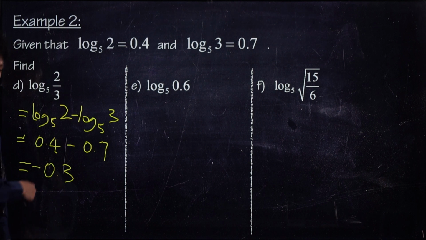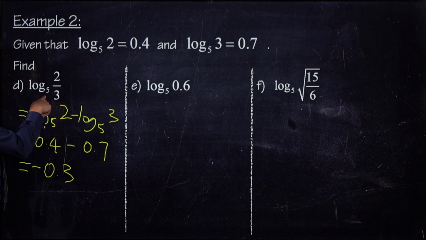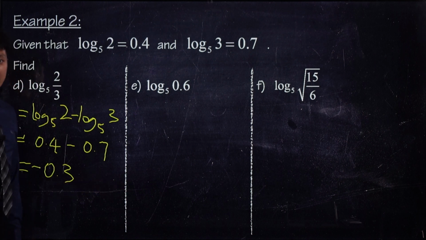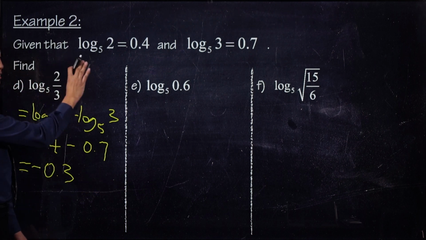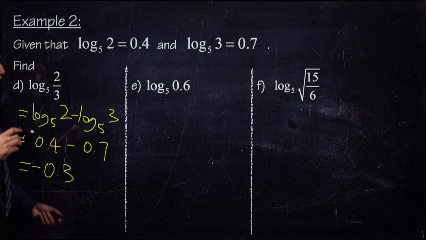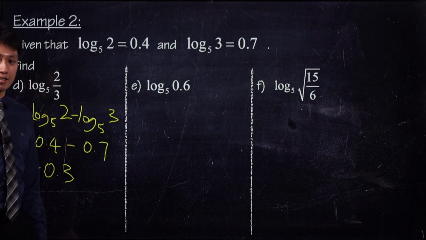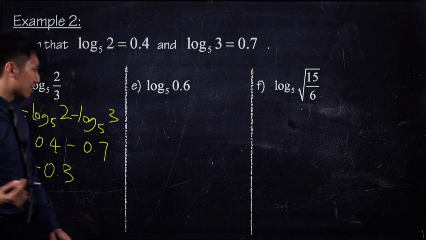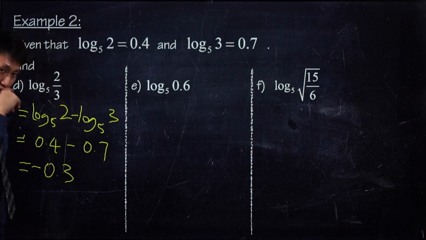If you don't believe it's a minus sign, you can always click in your calculator log to the base of 5, then you click in 2 over 3. Then you get this answer, but there are more decimal places. Because of this question, the teacher doesn't want you to cheat by using a calculator because they want to see whether you have the skill to do it or not.